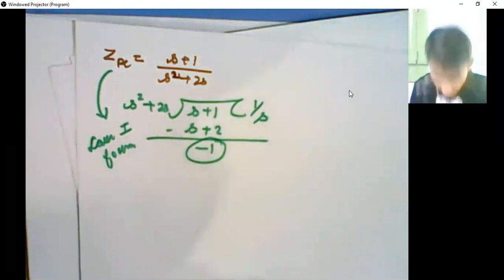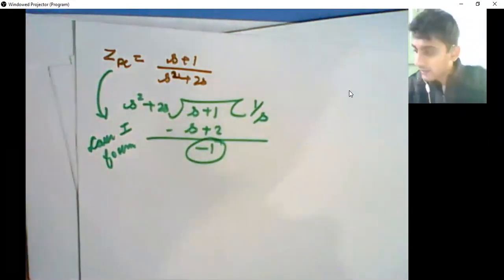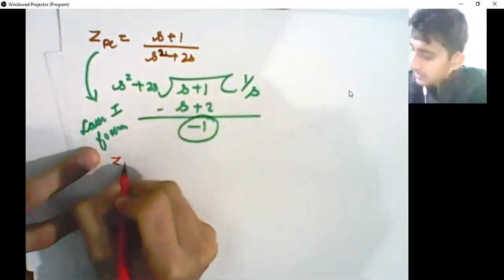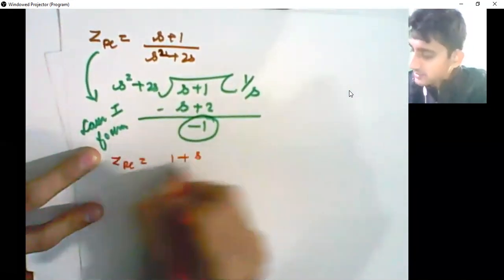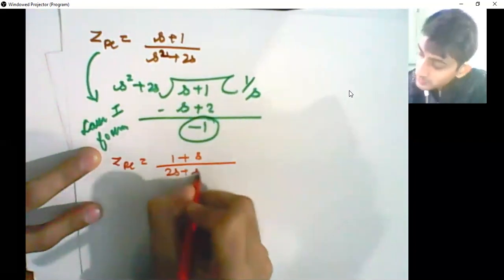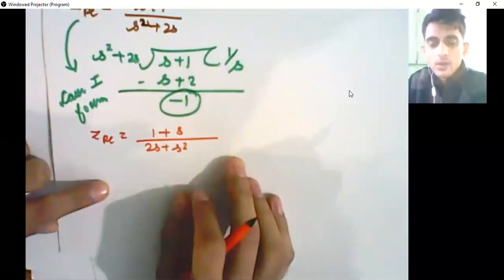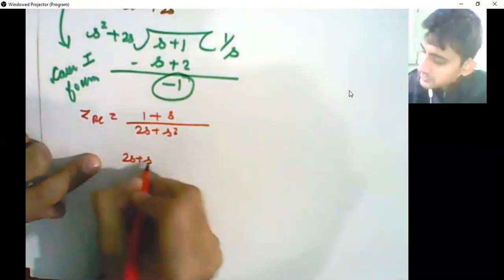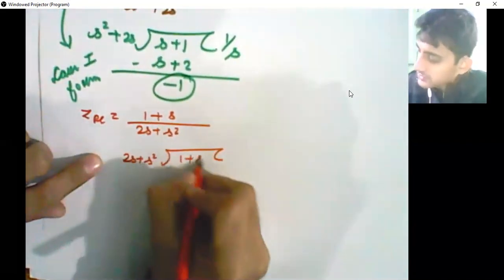Well, can you take Cauer 2? Let us give it a try. Can we take Cauer 2 of this? Try करके देख सकते हैं. तो Cauer 2 का मतलब है you have to write ZRC is equals to 1 plus S upon 2S plus S square. Okay. Yeah. So this is 2S plus S square. And you have to divide like 1 plus S.